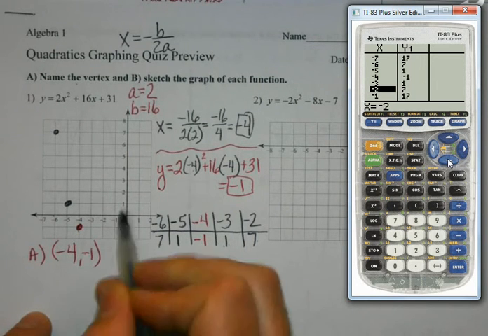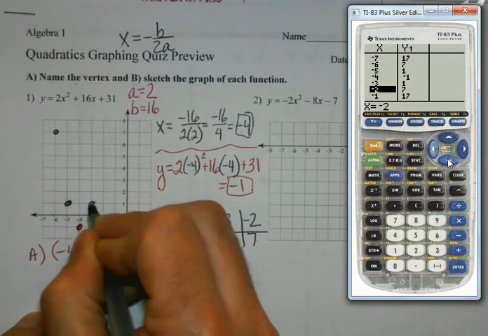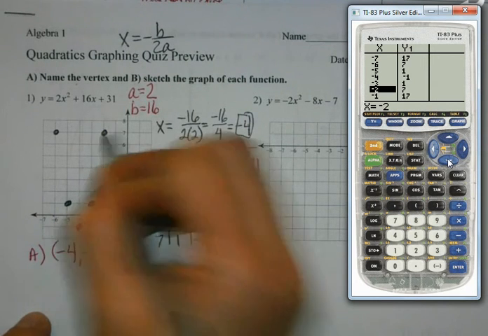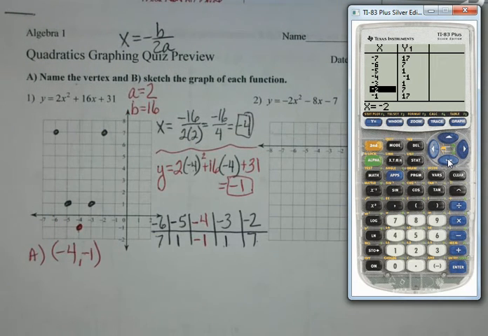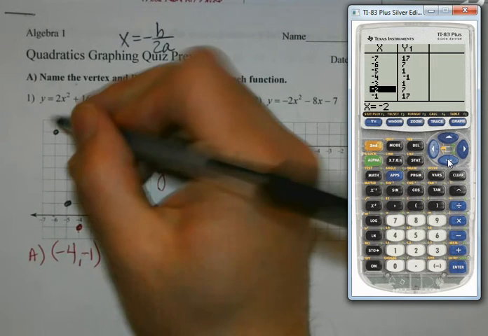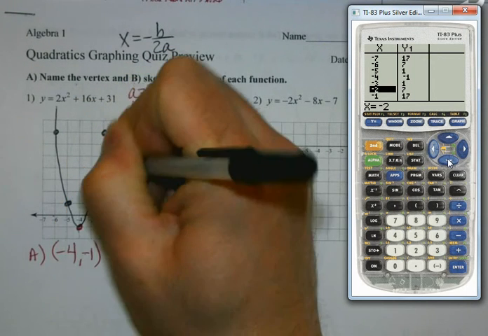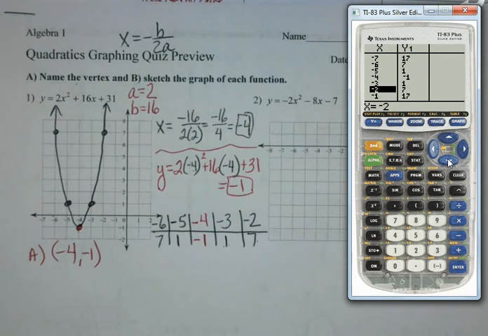Left 3 and up 1. And left 2 and up 7. And again, my points should be symmetrical. They should make kind of a V shape if I've done this right. And then I just connect the dots, kind of putting a curve in there. And I'm ready to go.